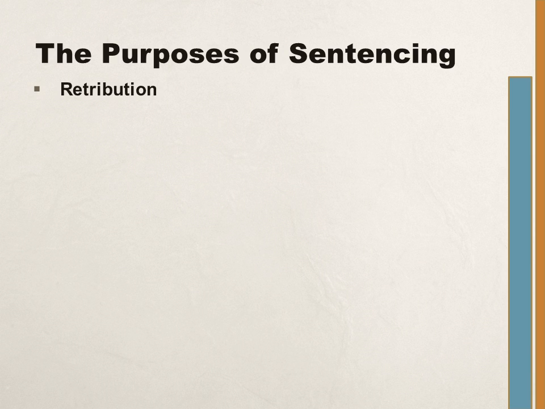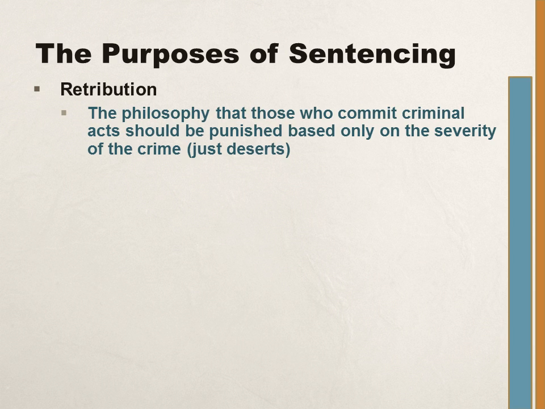Retribution. What is that? That's the oldest thing in the world. It's in the Bible. It basically says, an eye for an eye. Those who commit criminal acts should be punished based upon what they've done. Take nothing else into consideration. Just for the fact you stole something, we're going to take care of it.